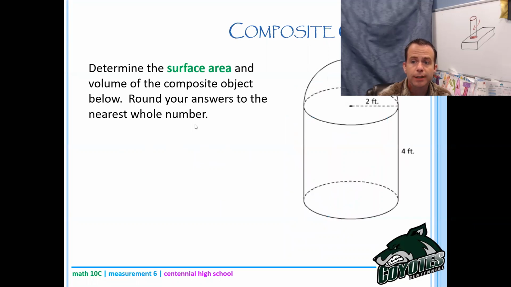All right, so now let's actually try and do a question. Determine the surface area and volume of the composite object below. Round your answer to the nearest whole number. Now I've made surface area a different color there just because that's the one I'm going to start with. We're going to take a look at the surface area.